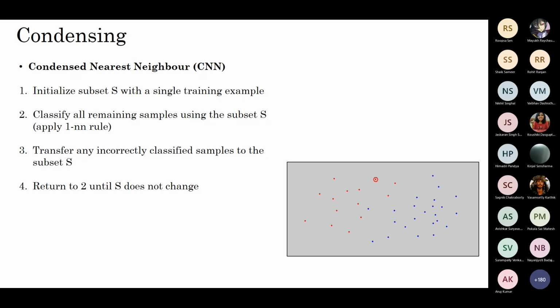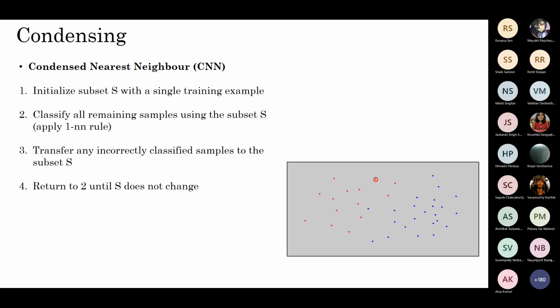Now classify all remaining samples except the one that you have accepted. Here, the red circled point, you accept that, you take other samples and you try to classify them using only the subset S. Do not use the other examples. The subset S is going to determine the class labels and nothing else. Then you apply the one nearest neighbor rule, and then transfer any incorrectly classified samples to the subset S.